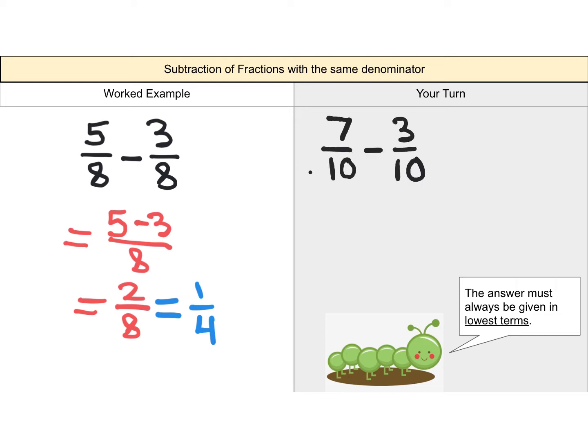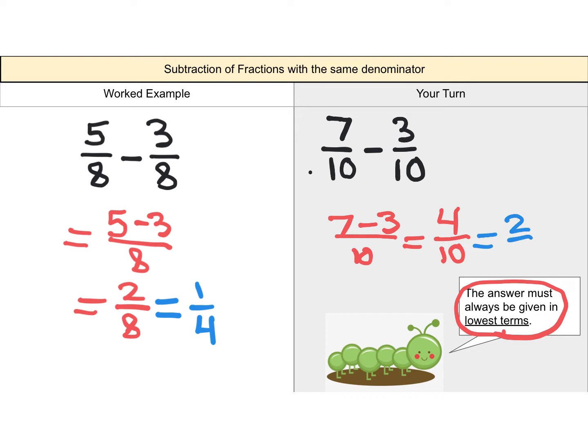Okay, now your turn, and remember to give your answer in lowest terms. So 7 minus 3 over 10 is going to equal 4/10, but that can be reduced to 2/5.